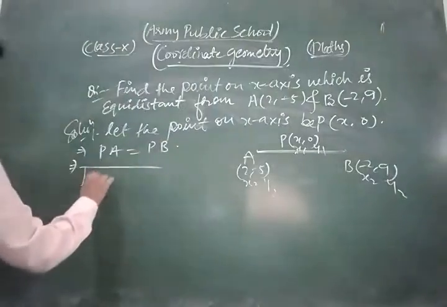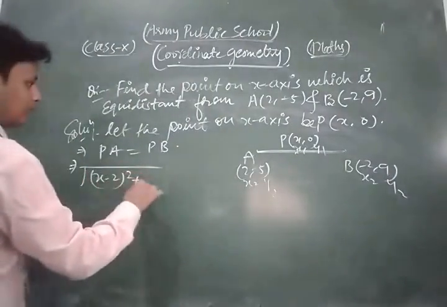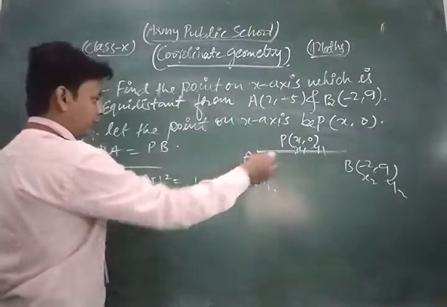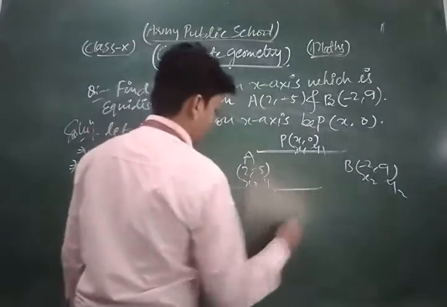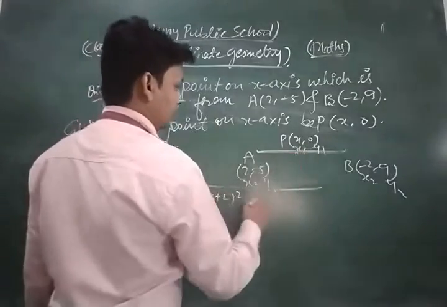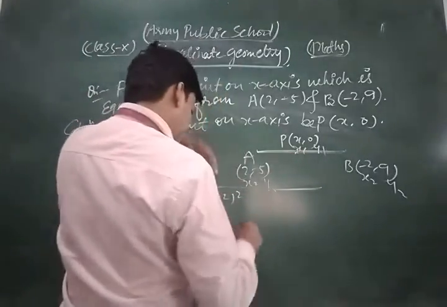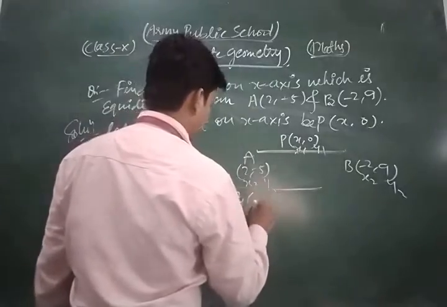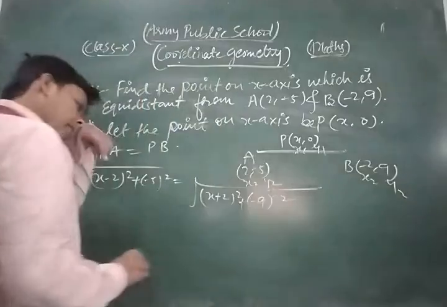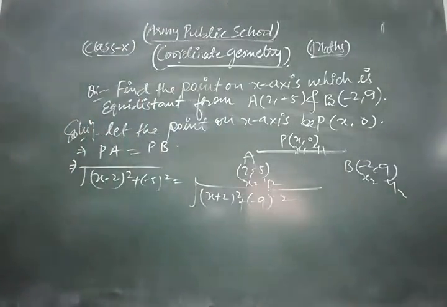So look, for PA we have square root of (x minus 2) whole square plus (0 minus minus 5) whole square, which is equal to, for PB, square root of (x plus 2) whole square plus (0 minus 9) whole square. Now we simplify them.